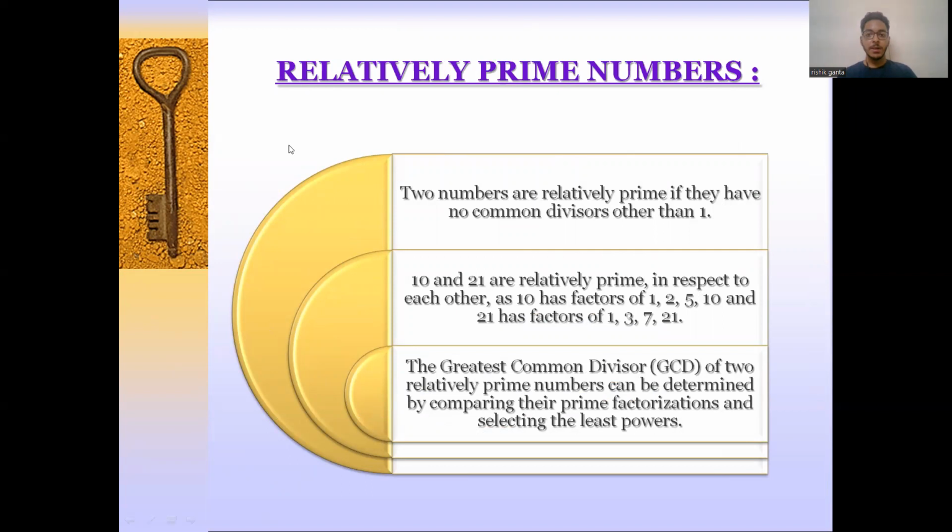Relatively prime numbers. Two numbers are said to be relatively prime if they have no common divisors other than 1. For example, 10 and 21 are relatively prime with respect to each other, as 10 has factors of 1, 2, 5 and 10, and 21 has factors of 1, 3, 7 and 21. We can see that they have no common factors except for 1. The greatest common divisor, GCD, of two numbers can be determined by comparing their prime factorizations and selecting the least powers.